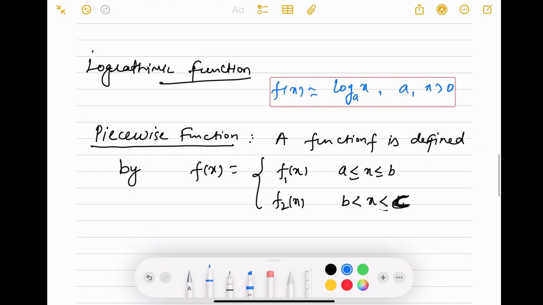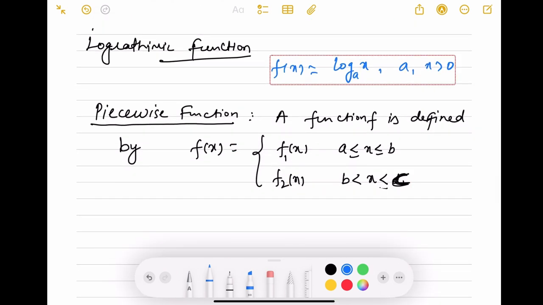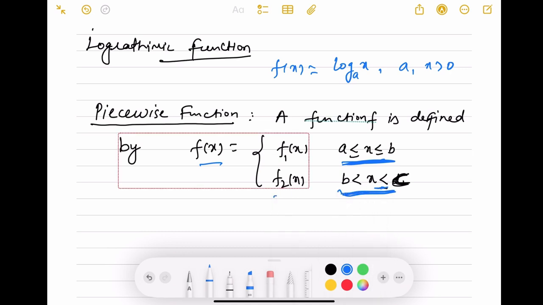Now coming to the definition of a piecewise function. A function f is defined by f(x) = f1(x) when the domain is a to b, and in the domain b to c the function is defined as f2(x). We can make more partitions, c to d with f3(x), maybe more than 2, 3, or 4. This is a piecewise function.